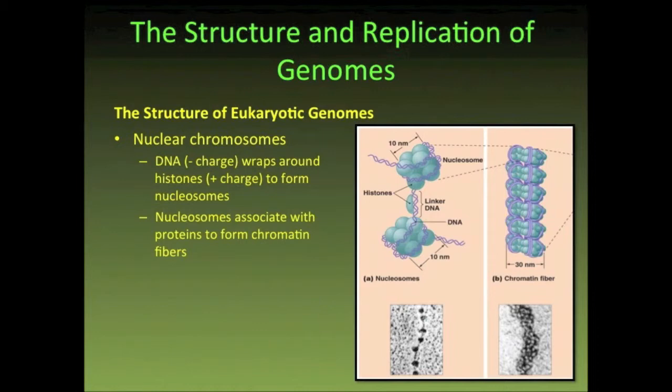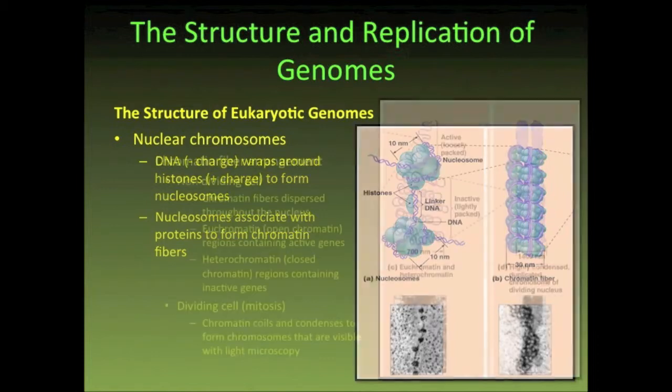Eukaryotic DNA is packaged using proteins known as histones. DNA has a negative charge which is attracted to the positive charge of the histone proteins. DNA wraps around the histone proteins to form structures known as nucleosomes. When the cell is not dividing, the DNA and its associated proteins exist as chromatin, a thread-like mass of DNA. The nucleosomes clump together with other proteins to form the chromatin fibers.